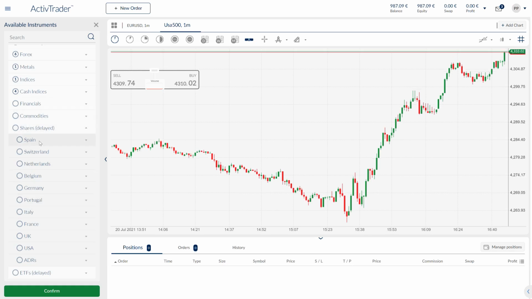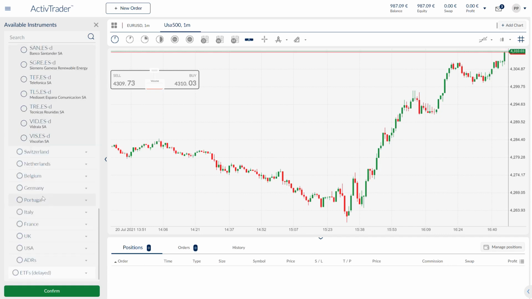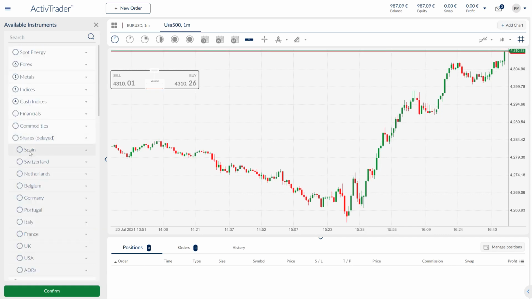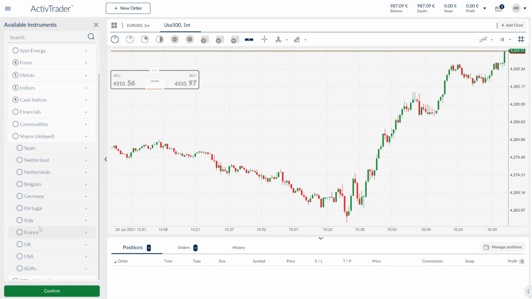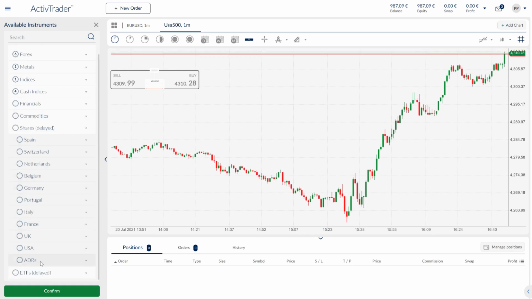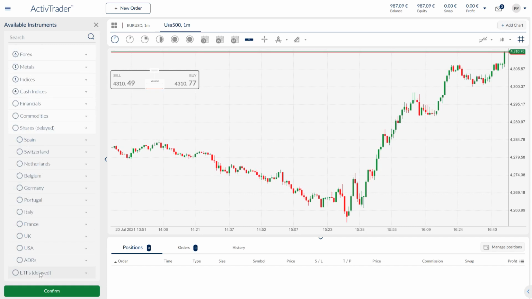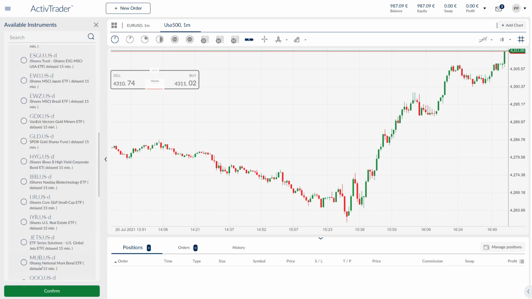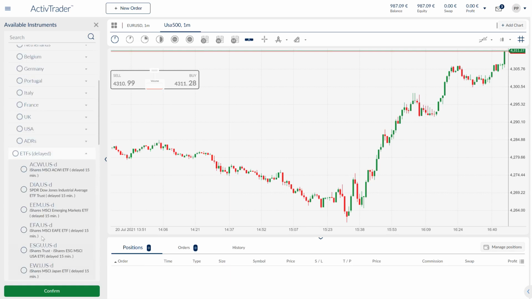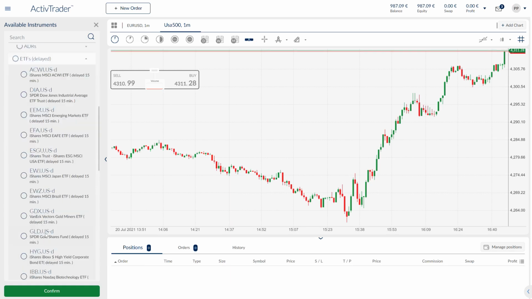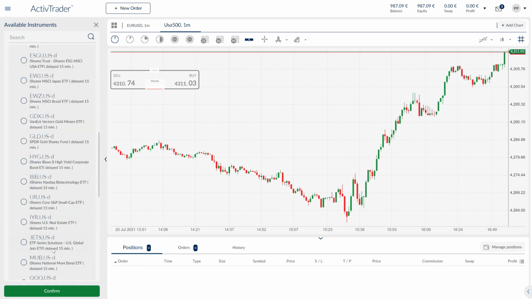So you've got lots of shares in every part of the globe. This is definitely not all of the shares available out there, but the biggest ones will be available, and this is more than enough for you to start trading with. You've got ETF access as well. You don't have all of them, but you've got the sector indices.